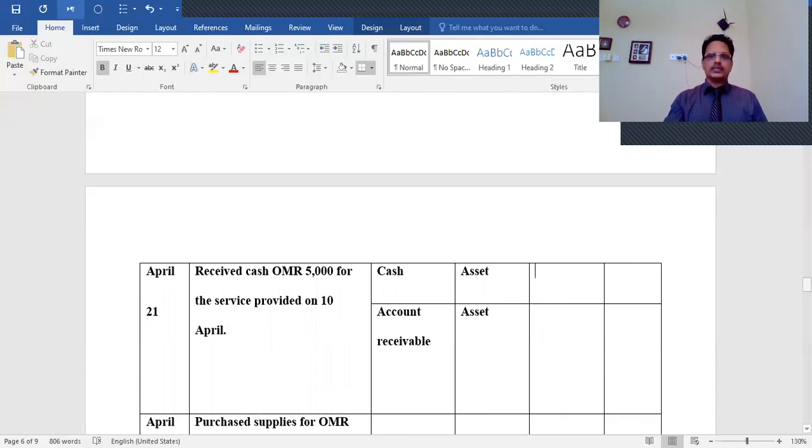Now what happens? Asset increases or decreases. When cash is received, your cash increases. Cash is received from your account receivable, and account receivable is another asset. They have to give you 5,000, so they are considered an asset. Now they have given the money, so your asset, account receivable or debtors, decreases. So another asset decreases. Now you understand, asset increase means debit and asset decrease means credit. It is direct, both are assets.